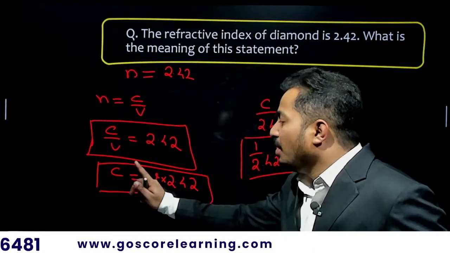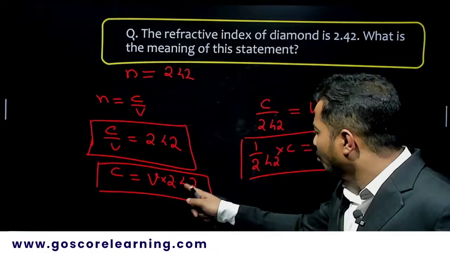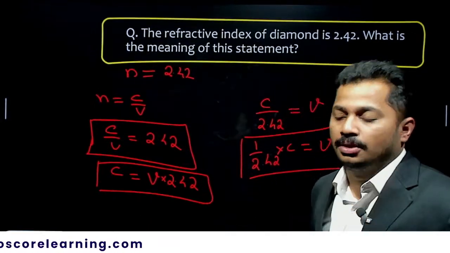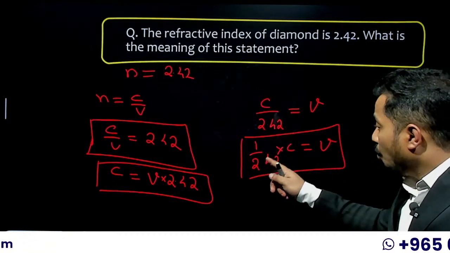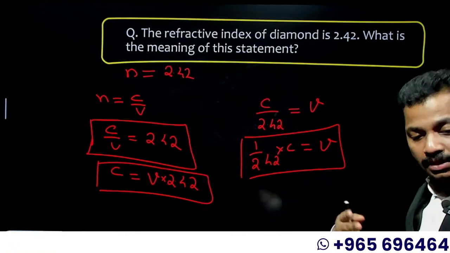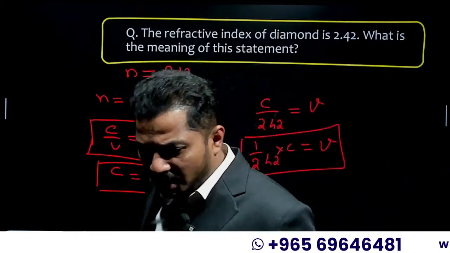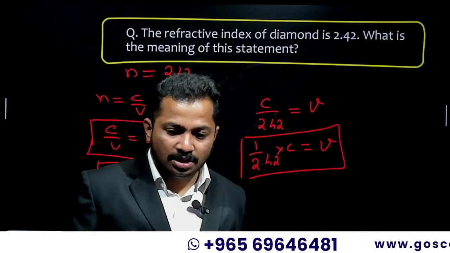Second one, speed of light in vacuum is equal to 2.42 times speed of light in diamond. That is the second answer. Third one, speed of light in diamond is equal to 1 by 2.42 times speed of light in air. That is the third answer. That's it. This is the answer for this question. Quite easy.